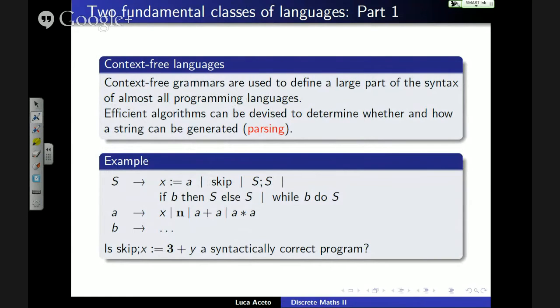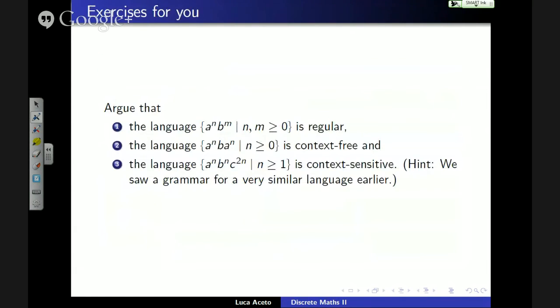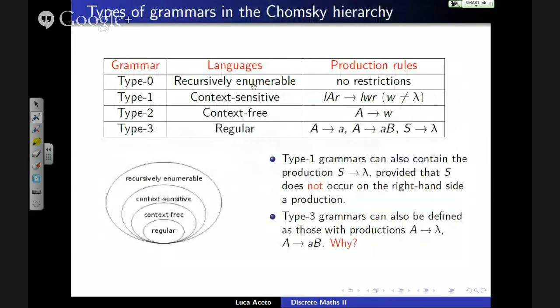Now, there are really 2 very fundamental classes of languages for you. We've seen the Chomsky hierarchy, and in the Chomsky hierarchy, there are languages in the higher part of the egg and languages in the lower part of the egg. Now, they're all fundamental, these classes of languages, but 2 are more fundamental than others: the context-free languages and the regular languages. Why are they so fundamental?